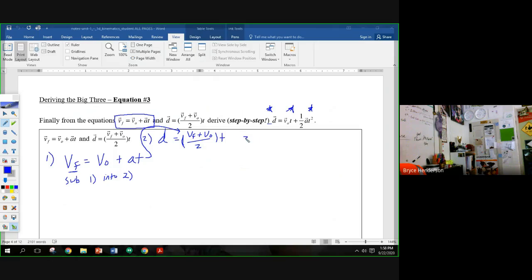Okay, so let's rewrite. Step 3. This is where we start substituting. D equals, instead of VF, I'm writing VO plus AT. So that's VF, VO plus AT. Now plus VO is still hanging out up here, the original one from the formula, all over 2 times T.